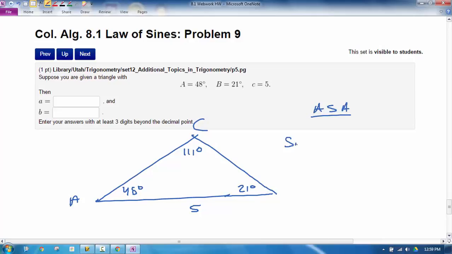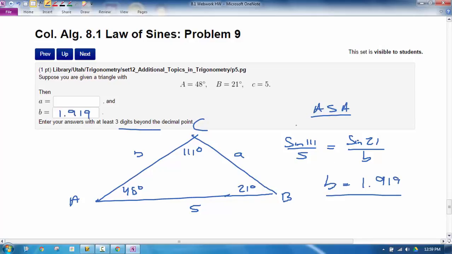And then I'm going to do the sine of 111 over its opposite side, 5, equals, and I want to find side A and side B. So I'll do first the sine of 21 over its opposite side, B. I'll cross multiply and solve for B. And that gives me 1.919, keeping 3 digits.